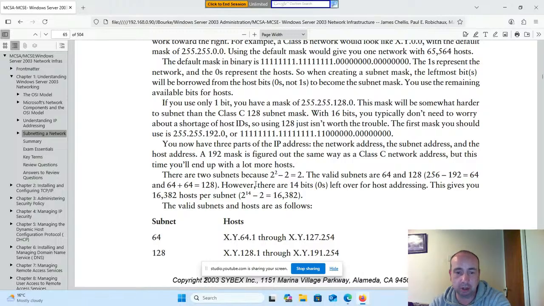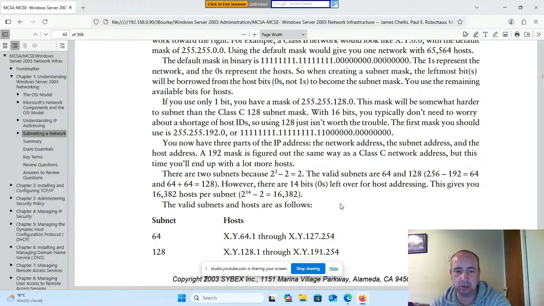There are two subnets because 2 to the power 2 minus 2 equals 2. The valid subnets are 64 and 128: 256 minus 192 equals 64, and 64 plus 64 equals 128. However, there are 14 zeros left over for host addressing. This gives you 16,382 hosts per subnet: 2 to the power 14 minus 2 equals 16,382.